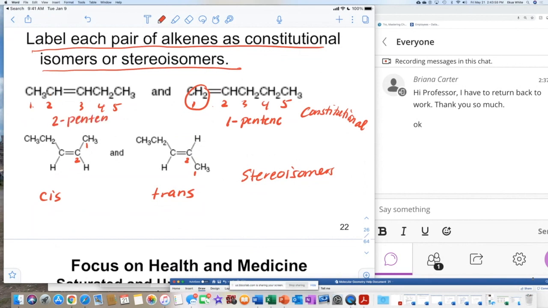Two pentene, one pentene. Sorry. Oh, my ears are blocked. I think it's just allergies. Okay, so it's constitutional. It failed the test. Double bond attached to different carbons.